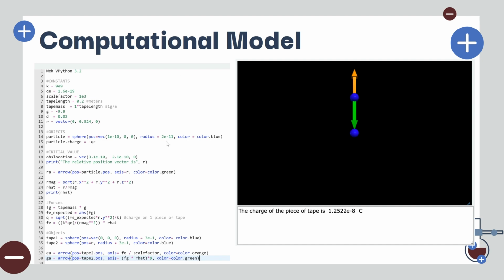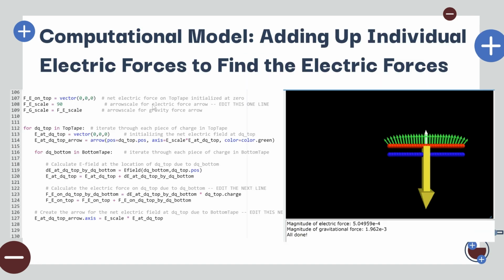This is the computational model that we used to calculate the force, the electric field, and the charge on the tape using a single point charge model, as we did in Lab 1. And here's the calculation that it gave. Then here's what we used for Lab 2 to add up the individual electric forces to find the total electric force along this line of charge. Each point charge was a small amount of charge dq, and you can see it iterating through to add up all the charges to find the total electric charge and force on both pieces of tape.